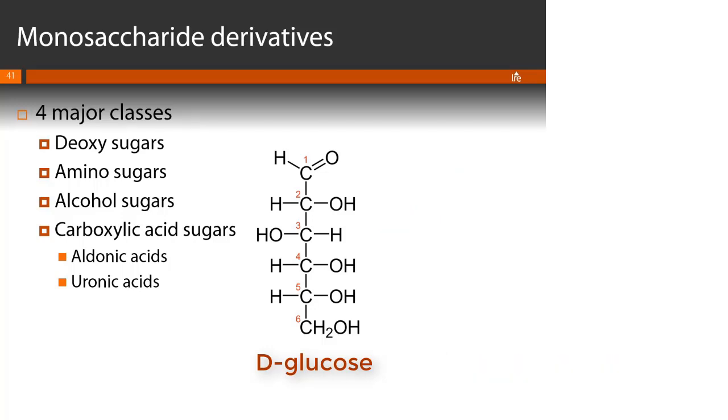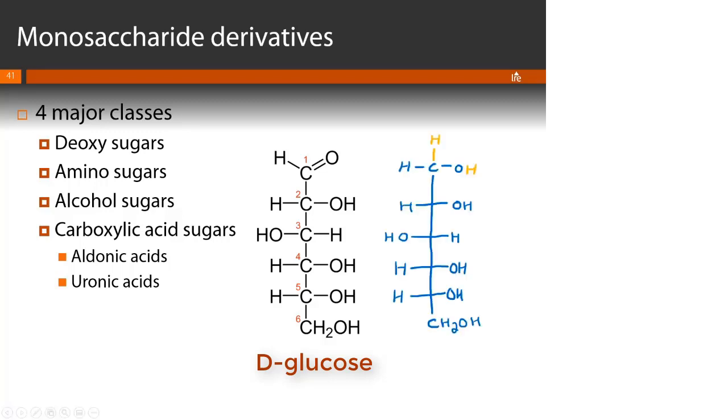Okay, our next group are the sugar alcohols, and a sugar alcohol is where a carbonyl on a sugar has been reduced to an alcohol. So the only way we could do that with our D-glucose is to reduce the carbonyl at position 1. And that's going to form this molecule right here, which is known as sorbitol.